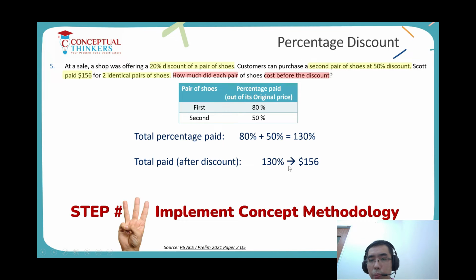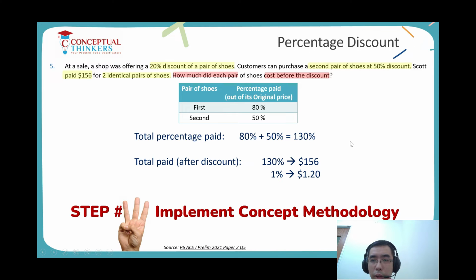Now be careful, please use arrow to represent, okay, instead of using an equal sign. Because if you use an equal sign, 130% is actually equal to 1.3 instead of 156. So please be careful and take note on the presentation for percentage.